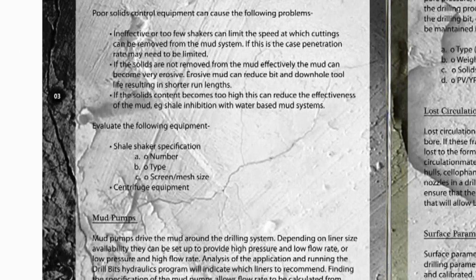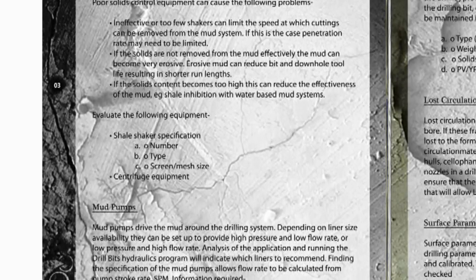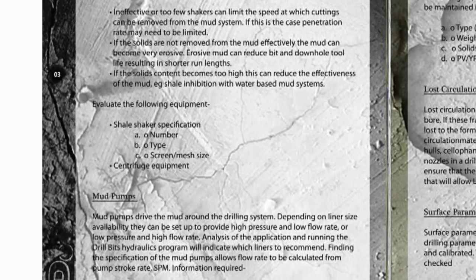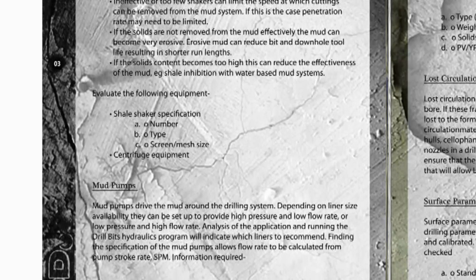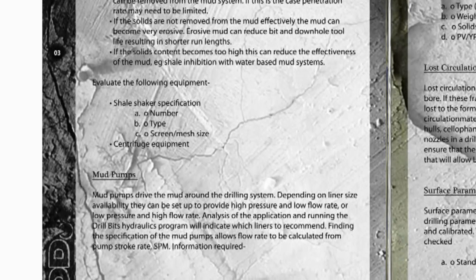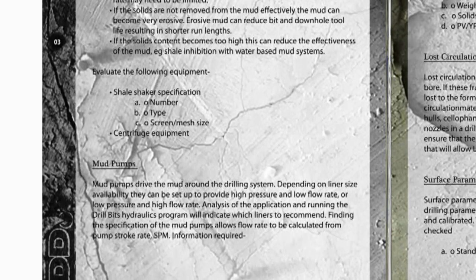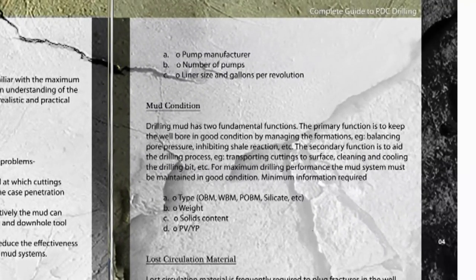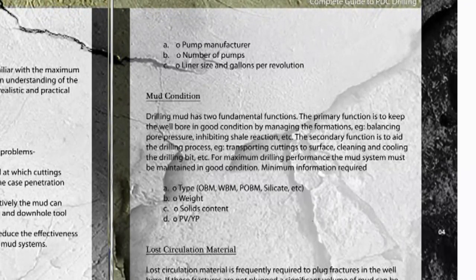Mud pumps. Mud pumps drive the mud around the drilling system. Depending on liner size availability, they can be set up to provide high pressure and low flow rate, or low pressure and high flow rate. Analysis of the application and running the drill bit's hydraulics program will indicate which liners to recommend. Finding the specification of the mud pumps allows flow rate to be calculated from pump stroke rate, SPM. Information required: pump manufacturer, number of pumps, liner size and gallons per revolution.